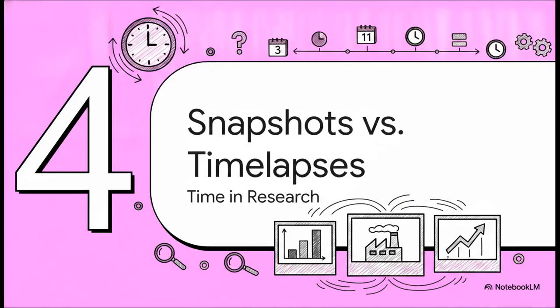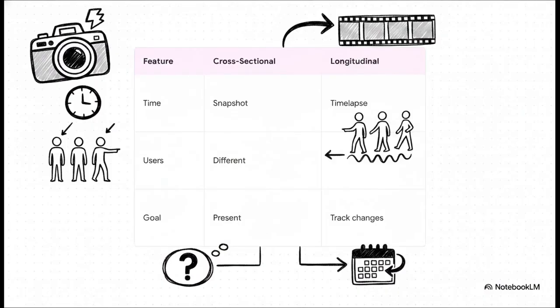But descriptive research has its own distinct branches too. Let's look at Section 4, Snapshots versus Time-lapses. Now, what's really interesting about this is how the choice of respondents completely changes the nature of these two blueprints. A cross-sectional design is basically a snapshot. It looks at a single period in time using different participants to understand present behavior today.